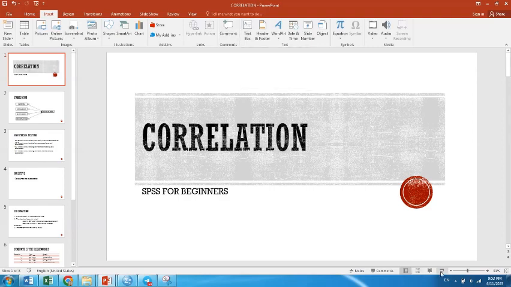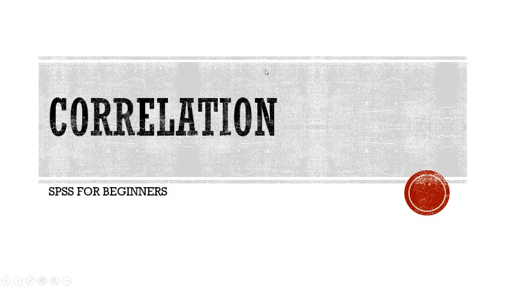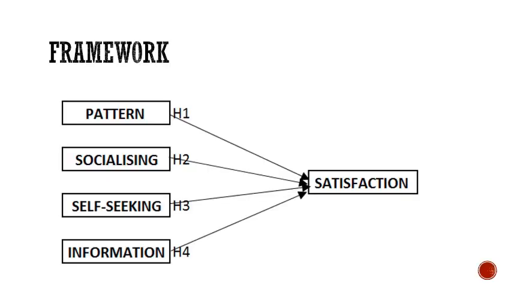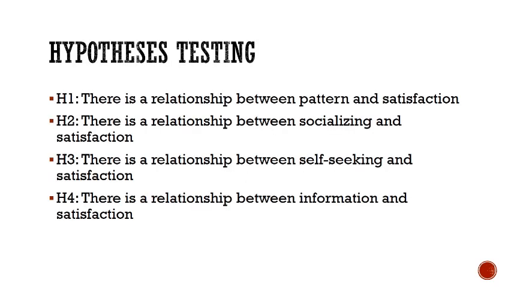So, today we are going to learn about correlate. What is correlate? Correlate is where you want to find the relationship between IV and DV. Normally when you want to do the correlation, it means that you would like to answer the hypothesis of the study. Here you have the hypothesis of the study.